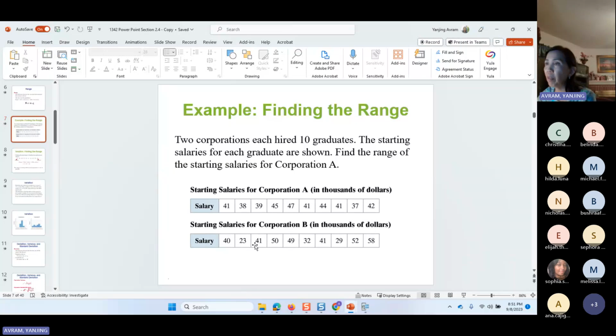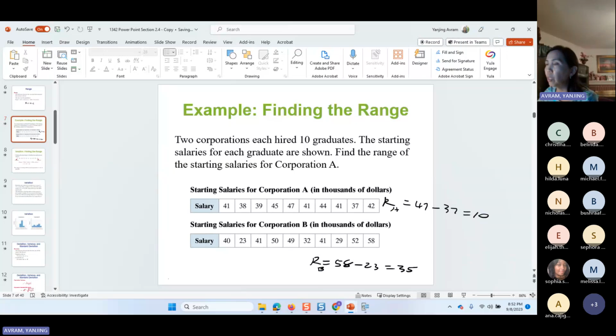And if you look at company B, the highest one is very high, 58. The lowest one is also very low, 23. So if I look at the range here, that's 35. That is the range for B. The range for A here is 47 minus 37, so that is 10.